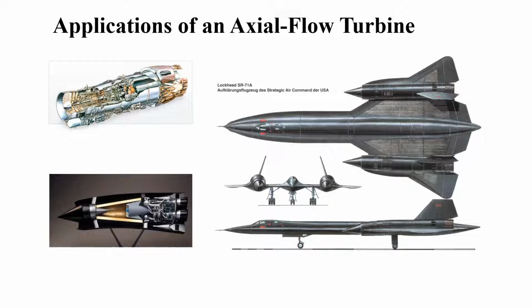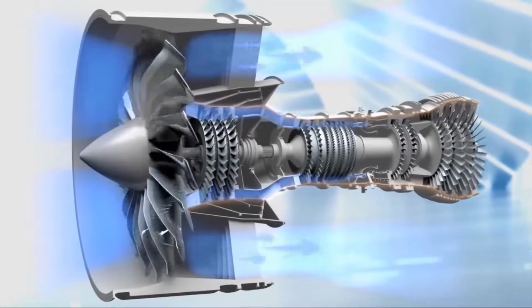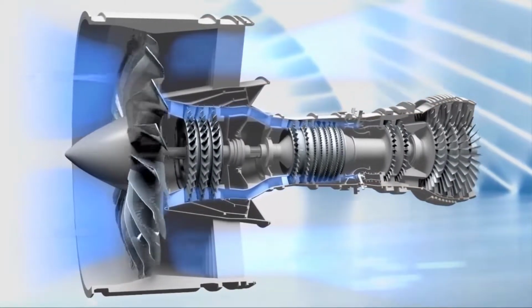The axial flow has a large mass flow rate and a high efficiency. For our discussion, these two factors correlate to a higher thrust and a better fuel efficiency. In this video, we have a demonstration of how the axial flow operates in a jet engine.